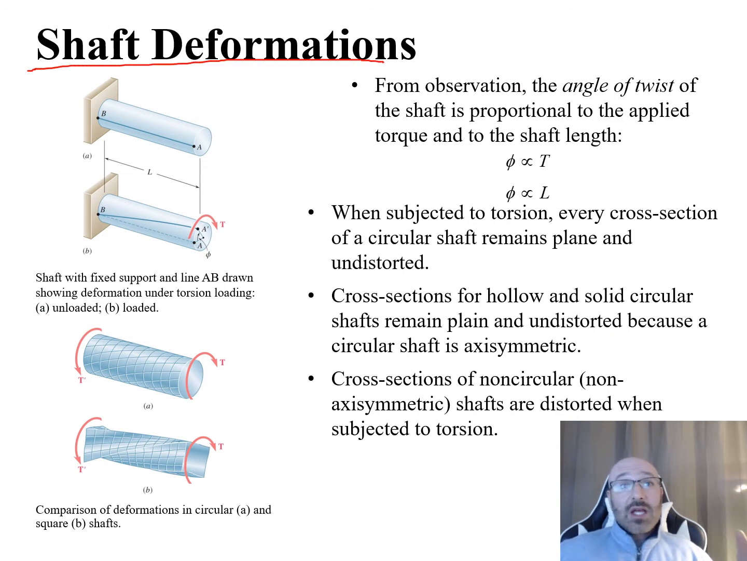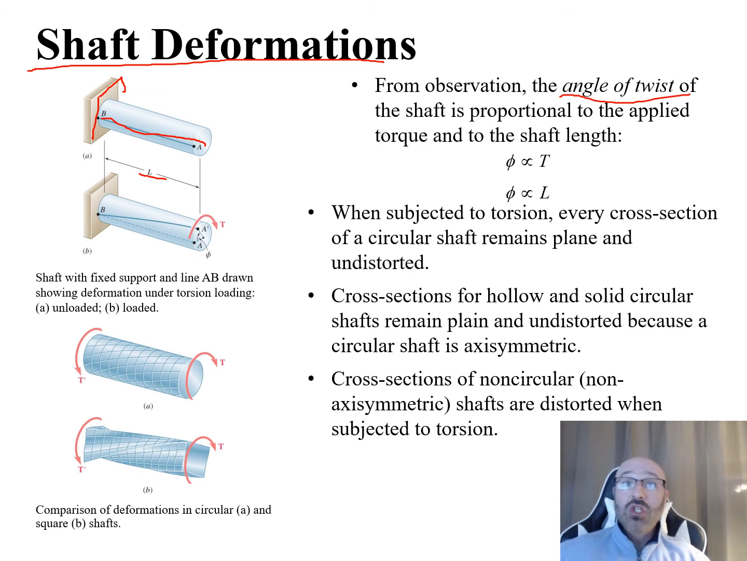Now, we can take a look at our diagram up here on the left, and we can see this shaft is fixed to a wall. We have this fixed geometry as it's fixed off over this side. We can see it has some length going from A to B. The length is L. And then we're going to apply a torque to this end down here at point A and see how it deforms.